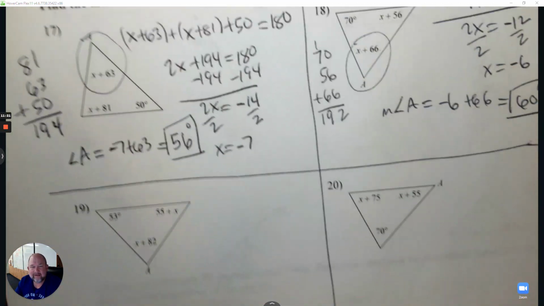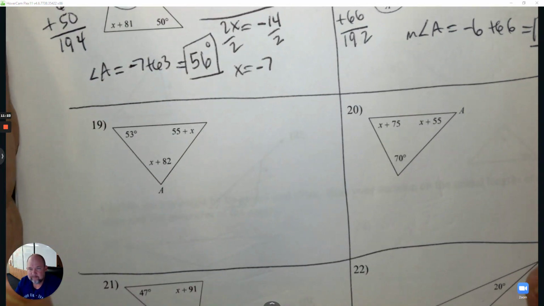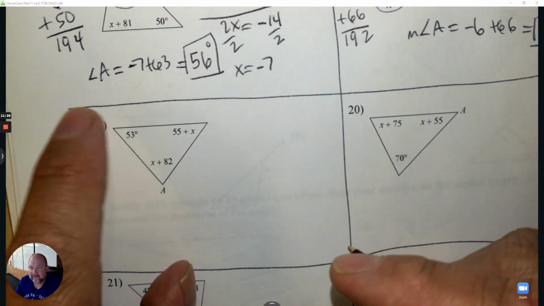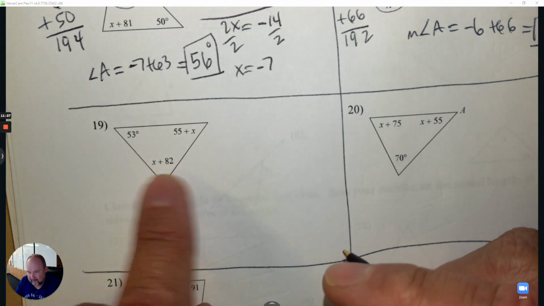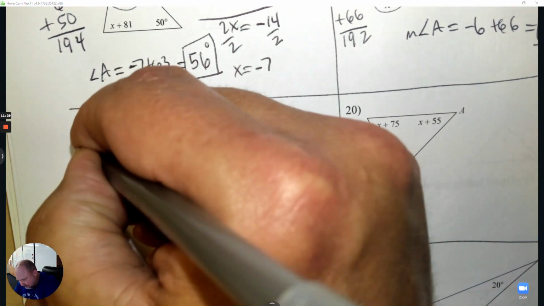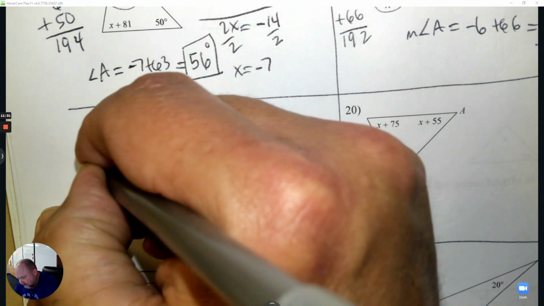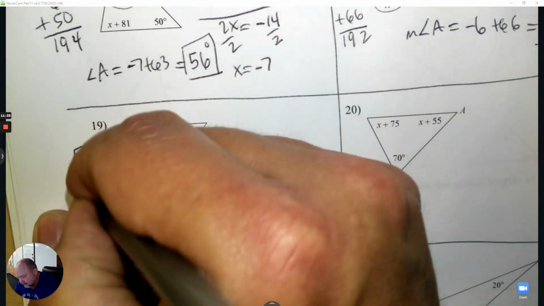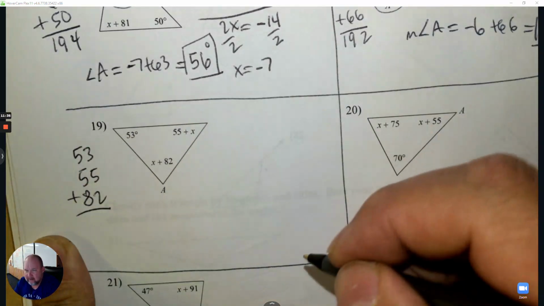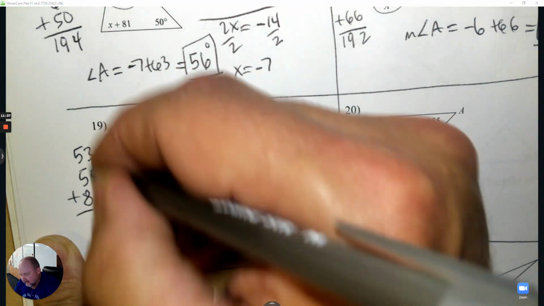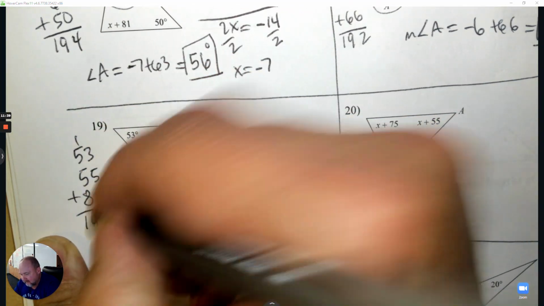All right, try number 19. So again, if I add all of these, it equals 180. So I know on the side, 53, 55, 82. I'm going to add that up. I get 190.